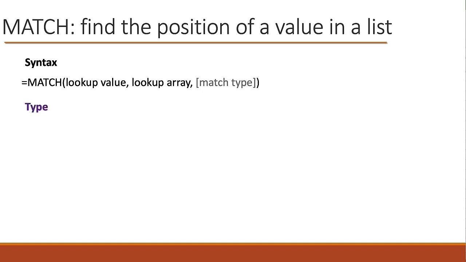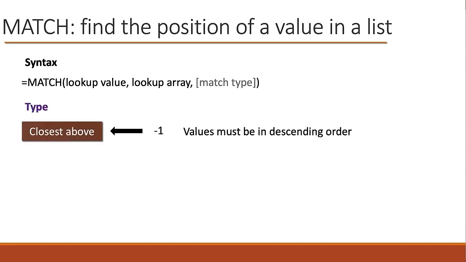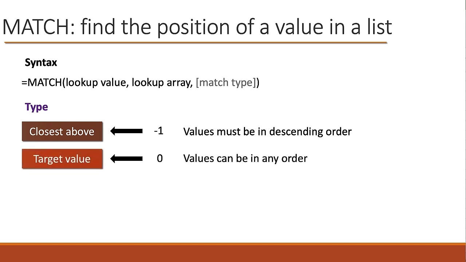And here's what that's all about. If the exact lookup value we're looking for isn't in the list, we can choose closest above, which means find the nearest value that's greater than the value we want. So to do that, we use a -1 for the match type, and this works only if the list is sorted in descending order. Now, if we want only an exact match and not an approximate nearby lookup value, we use a 0 for the match type. And that means the list doesn't have to be sorted. It can be in any order.